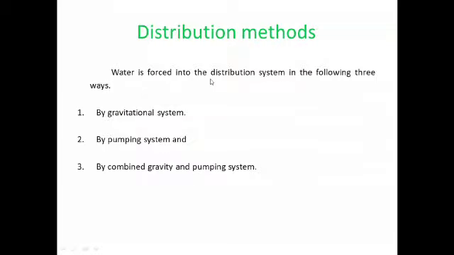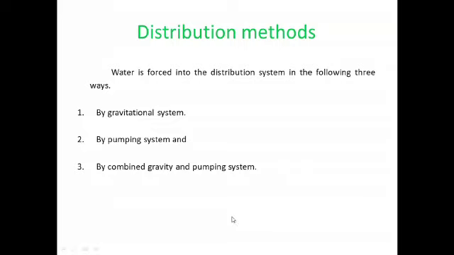Now moving on to the distribution methods, how the water is being distributed. There are different types or methods through which the water is being distributed. How is it being done? It is done by three methods. That is, the first one is the gravitational system, the second method is the pumping system, and the third one is the combined gravity and pumping system.